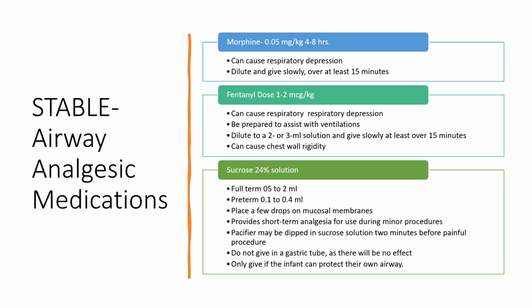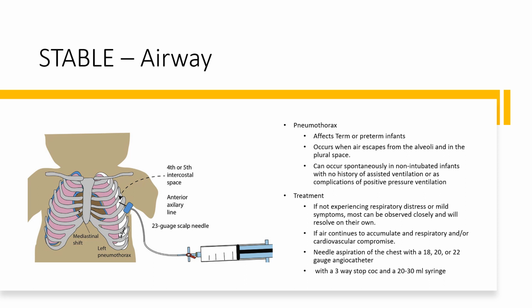It's fantastic. Don't give it via the gastric tube, as there will be no effect. Having the baby ingest it's not where they get the pain relief. It's through the sucrose into the mucous membranes, which, much like our other medications that get administered that way, gets dissolved into the blood and it causes analgesia. Only give if they can protect their own airway. We had this on the helicopter. It was fantastic.